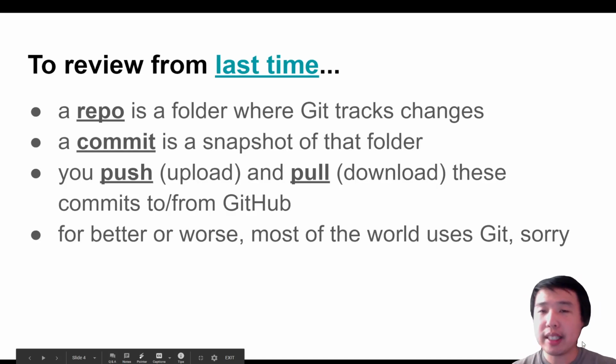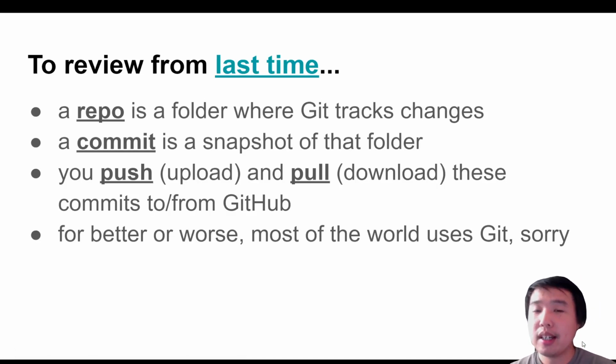So first, some Git collab examples. To review from last time, a repo or repository is a folder where Git tracks all the changes that are going on with your project. A commit is a snapshot of that repo at a given time. So you're constantly saving these snapshots, constantly saving these backup states as commits for your entire project.